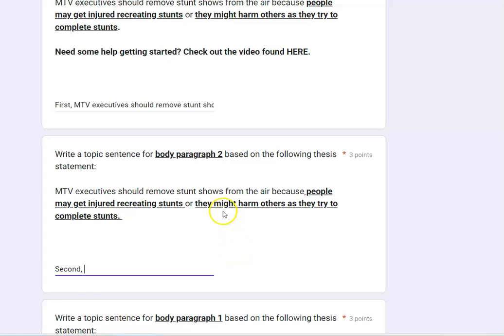And then we repeat those same steps, except this time we are using the second idea from the thesis, which says they might harm others as they try to complete stunts. That is because this is for body paragraph number 2, so we're focusing on idea number 2 from our thesis. Remember, we don't just want to copy this, we also want to include the restatement of the question.